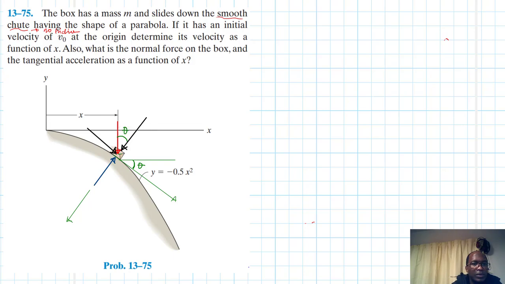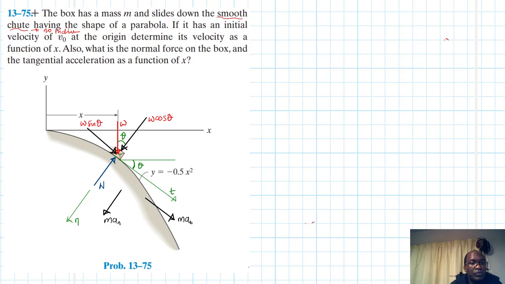This is theta. So let me label this. We said this is W, this therefore is W cos theta, this is W sine theta, and this is our normal force. This is the t coordinate. This is the n coordinate. We have the kinetic diagram showing the direction of motion. So we have m a_t, then this one is m a_n.